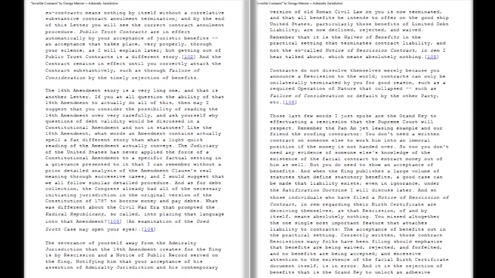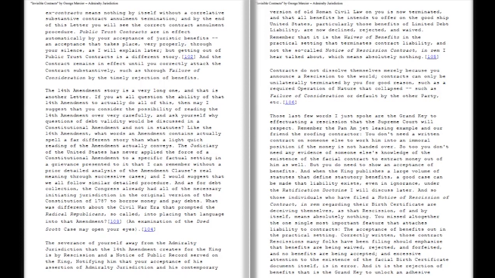The 14th Amendment story is a very long one, and that is another letter. If you at all question the ability of that 14th Amendment to actually do all of this, then may I suggest that you consider the possibility of reading the 14th Amendment over very carefully, and ask yourself why questions of debt validity would be discussed in a constitutional amendment and not in statutes. Like the 16th Amendment, what words an amendment contains actually spell a far different story than what a light quick reading of the amendment actually conveys.